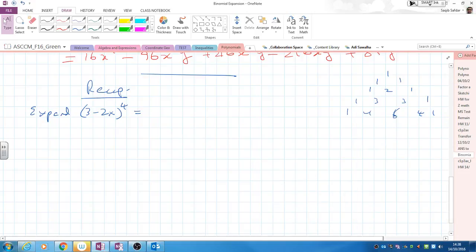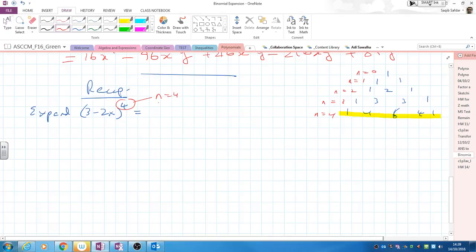Alright, so we've got here (3 take away 2x) to the power 4, and we know the corresponding coefficients can be taken from Pascal's triangle, and so we've got 1, 4, 6, 4, 1. We know n refers to the power, so here n equals 4, and we start off from n equals 0, n equals 1, n equals 2, n equals 3, and n equals 4.